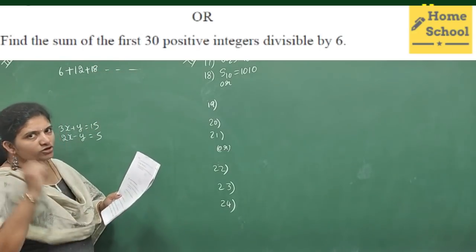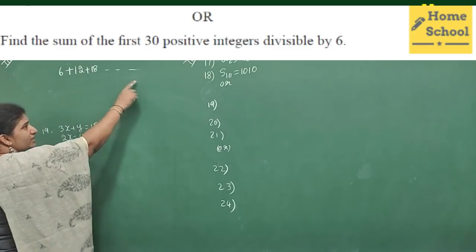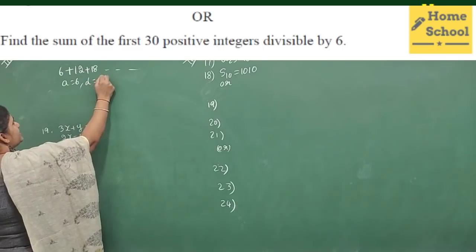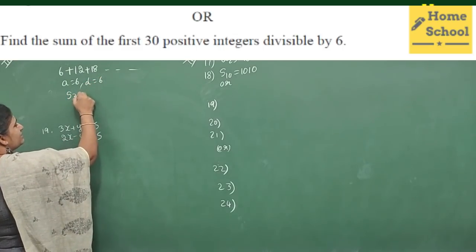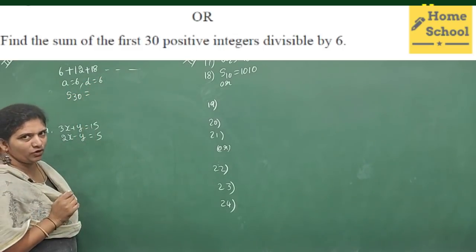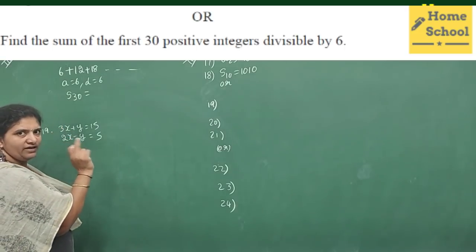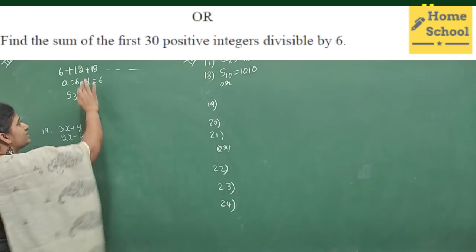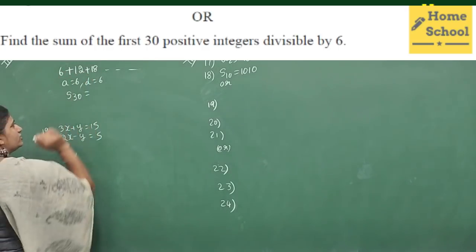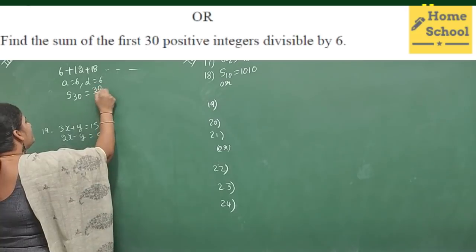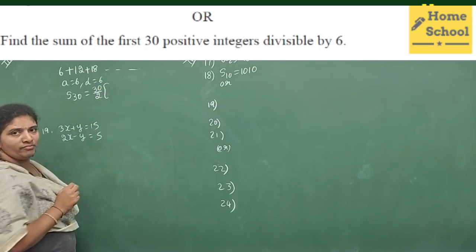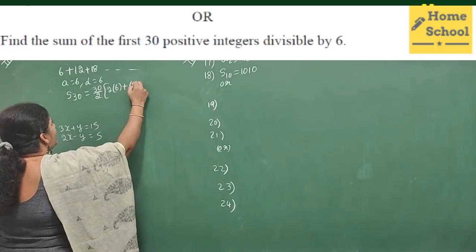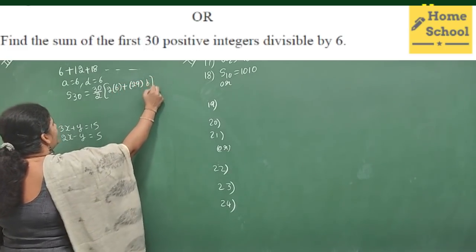First 30 positive integers. I have written the series here. Let me write A is equal to 6, D is equal to 6, S30, the sum of 30 positive integers which are divisible by 6. Write this carefully. Don't write 1, 2, 3. It is 6, 12, 18. A is equal to 6, D is equal to 6. S30: 30 by 2. The formula you remember, right? N by 2 into 2a plus n minus 1 into d.